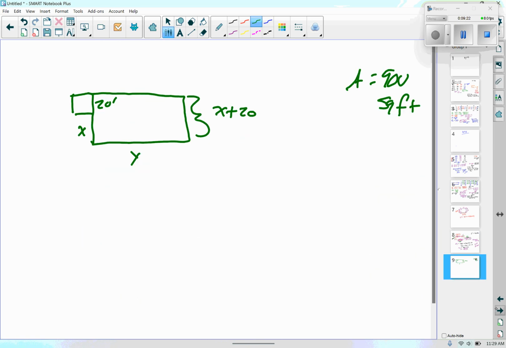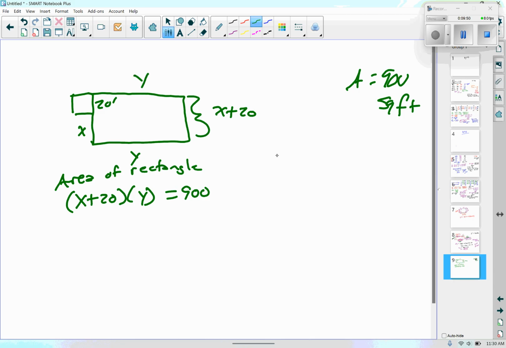All right. So let's figure out where we can go from there. So I know that right now I could say that x plus 20 times y is equal to 900. That's how I would find the area of the rectangle. Okay, which might or might not be helpful for us. But we also know that if this top is y, that means that I'm going to have, nope, I don't want to do that. I was going the wrong way with that.